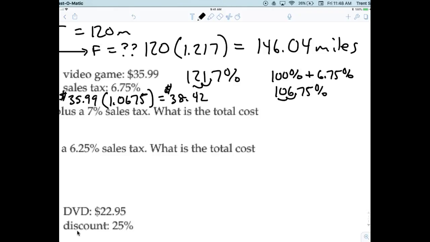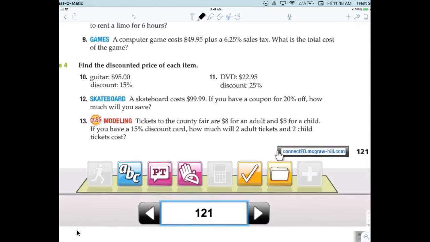All right, good little review here. Now I'm on number 9. Computer game cost $49.95 plus 6.25% sales tax. What is the total cost of the game? All right, Kate, you're up this time, kiddo. What do I have to do? You're awesome so far. Times 1.0625. Now, what if I told you it was 1.06? Oh, yeah. You with me, right? Because if you say 6, that would be a 60%. Make sense? Oh, I forgot to move it up. Right? Now, multiply that out, Kate.